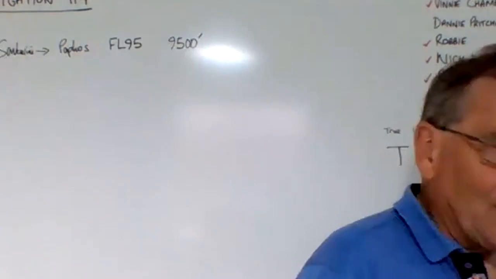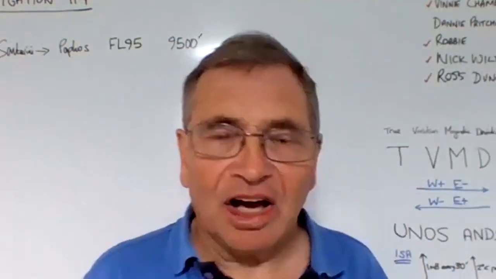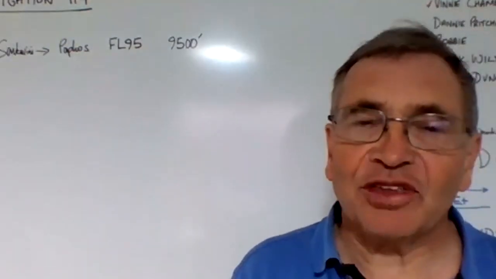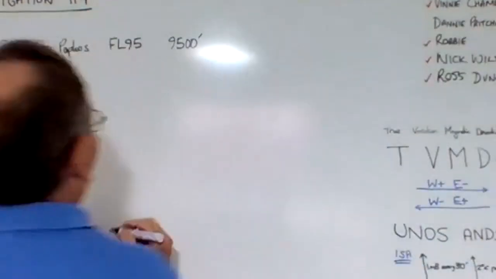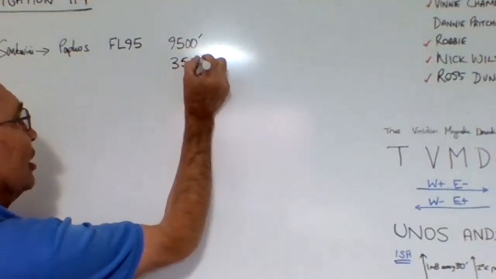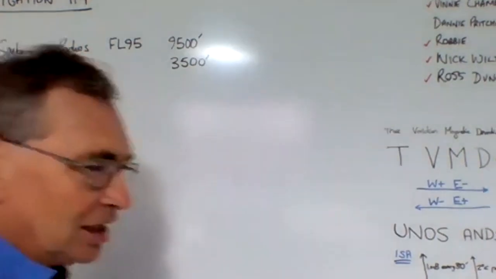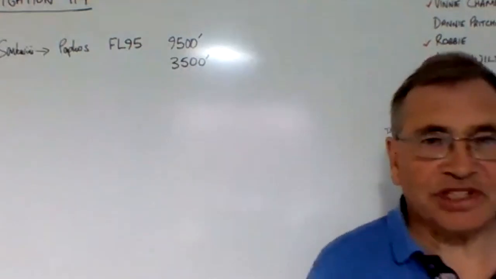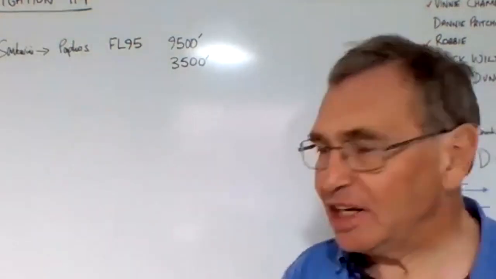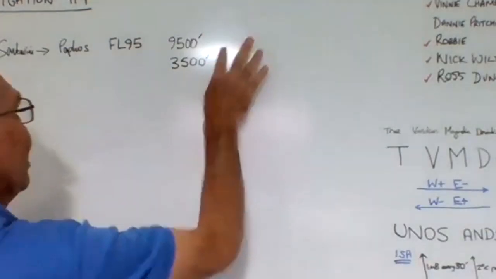Now, Paphos will expect us to descend to overfly Paphos probably at 3,500 feet. That will be a typical clearance that Paphos will want us to be at. They don't want us to be in the airway, Whiskey 195. They don't want us to be in the airway. We'll want to be descending here.